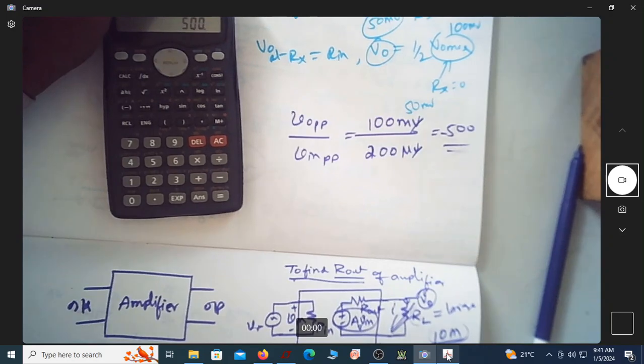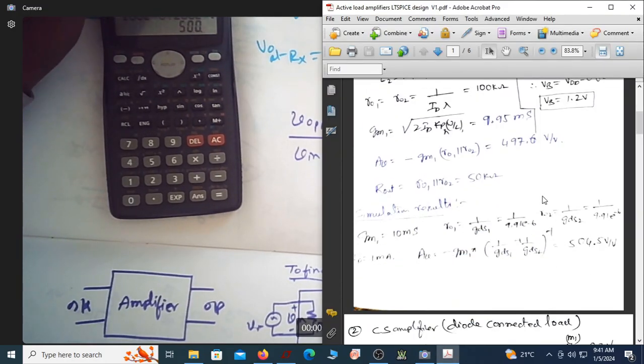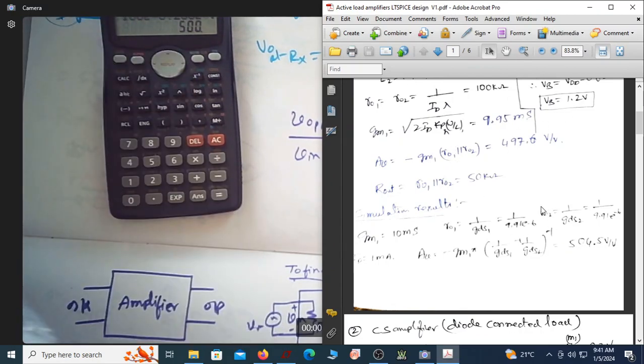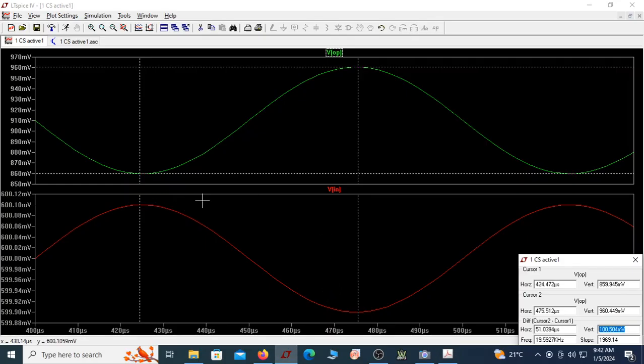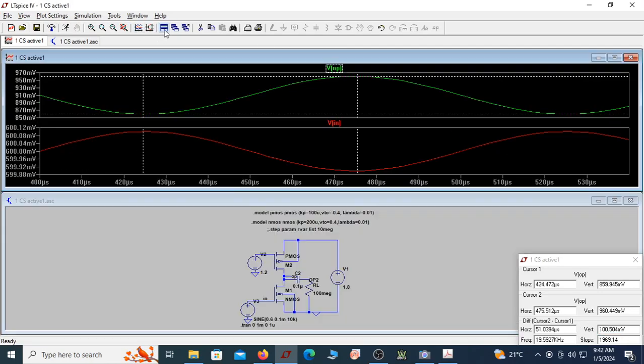As per our theoretical knowledge, we are supposed to get 497 or 504. So can you see, the gain is in the order of the expected value, close to 500? So I am getting a gain of 500. This is with infinite load. I have not connected any load now. So now the output voltage is 10 millivolt. So what I'll do now is, I'll do this now.